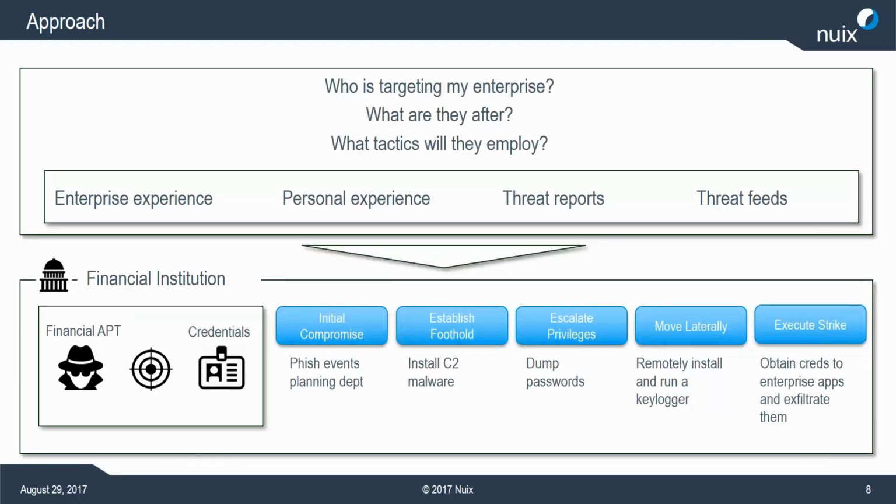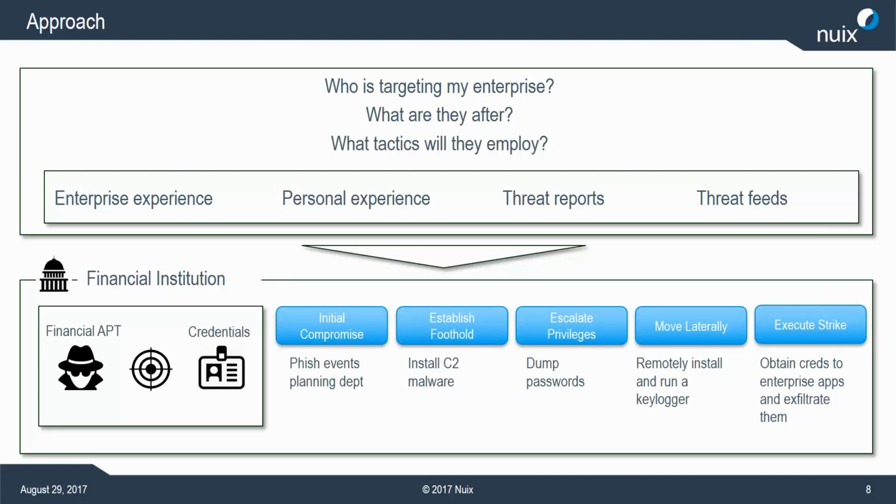So I mentioned earlier that we're going to put forward this framework for threat hunting, and this is just a way to think about how to approach the problem in a systematic way over time. It starts with the 3 questions at the top of the slide, which are very basic. Who is targeting my enterprise? Who should I be expecting is going to come after me? What are they going to be looking for? What are they going to be trying to do?